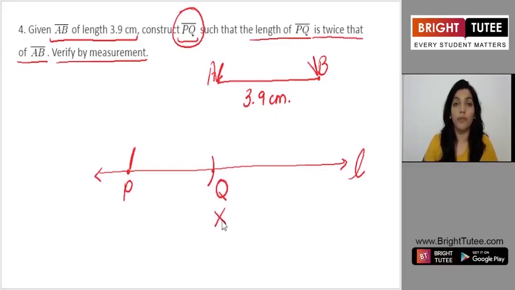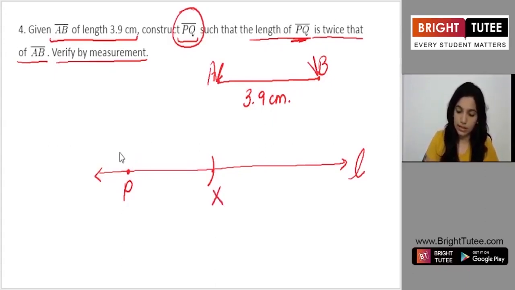So now because this is not PQ, this particular point here, we cannot mark Q. This is wrong. Why? Because we need to make PQ such that it is twice of AB. So this is not twice of AB. This is equal to AB. So let us name this point as point X. It is somewhere lying in between.